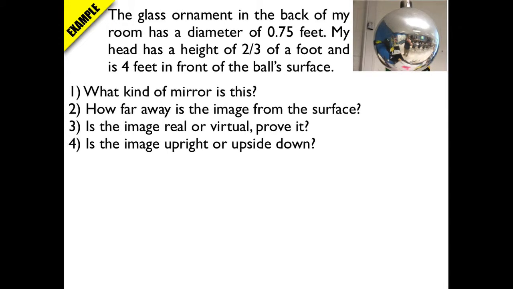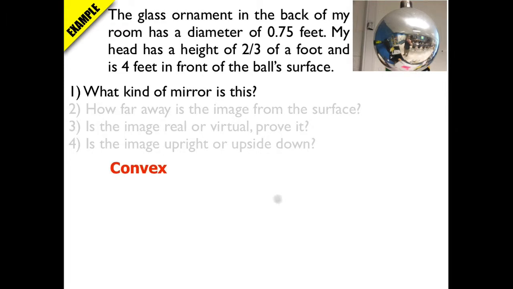So here's a couple questions. What kind of mirror is this? How far away is the image from the surface? Is the image real or virtual? Prove it. Is the image upright or upside down? Okay, first off, type of mirror. So this is a convex mirror. So in other words, if I had a ball, this is the outside shiny part of the ball reflecting back.